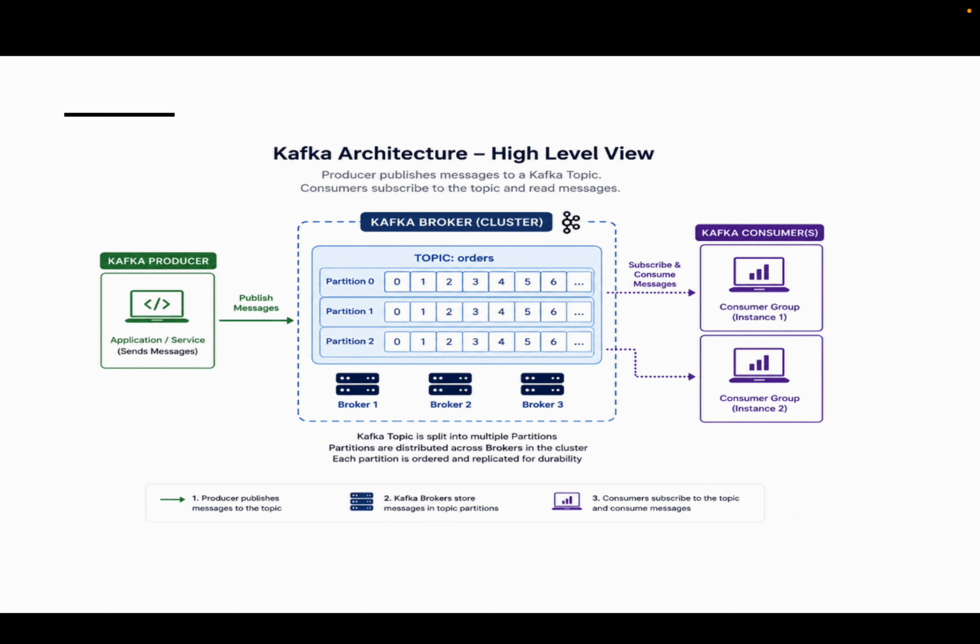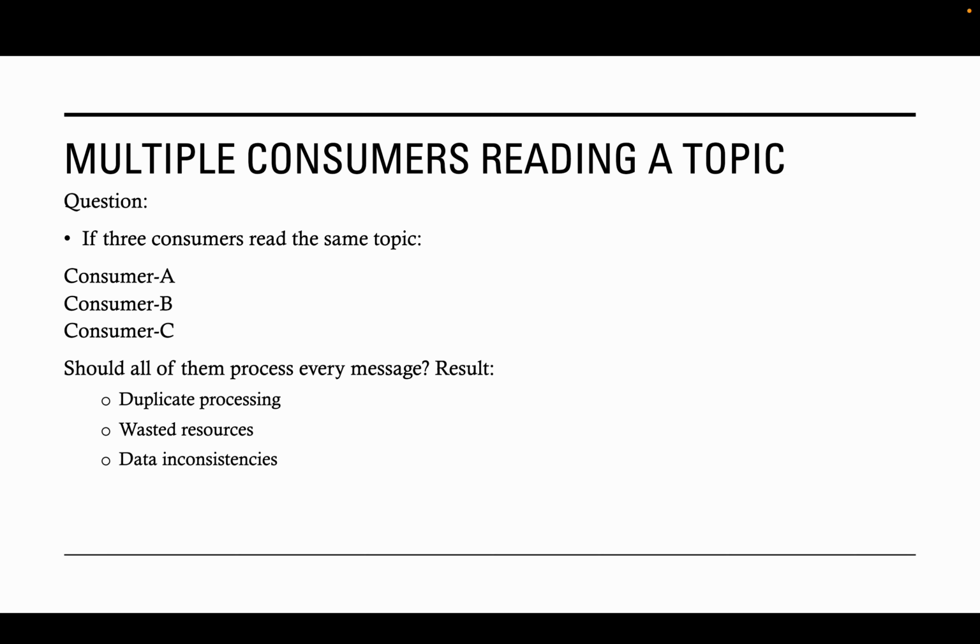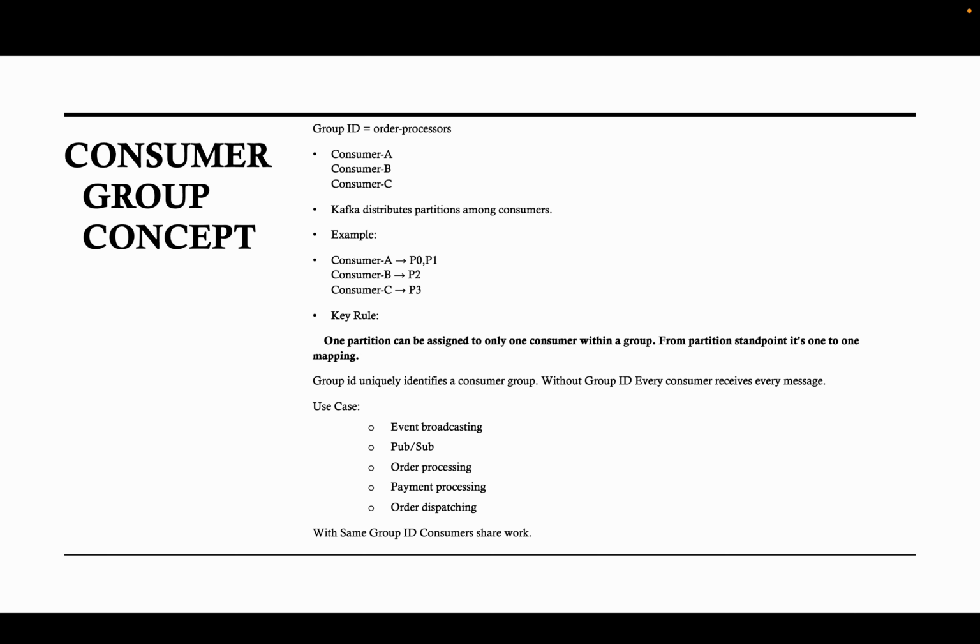Now, there is a question over here. We saw that producers are pumping messages and the messages are getting distributed among the partitions. But how about consumers? Is each consumer allowed to read all the partitions? Wait, then there will be duplicate processing, there will be data inconsistency. So an obvious question, right? If there are 3 consumers, are they going to process all the messages? The answer is no.